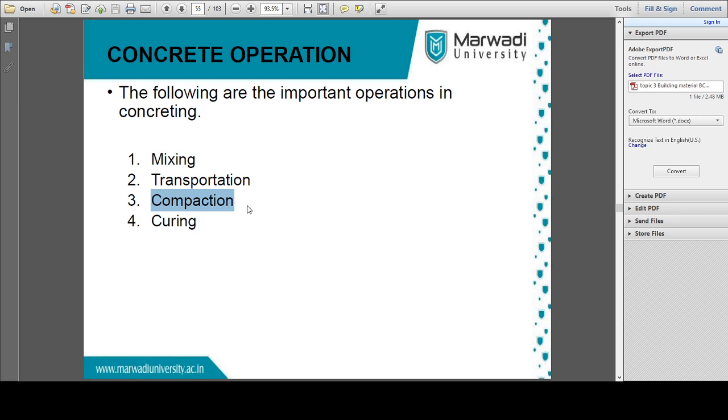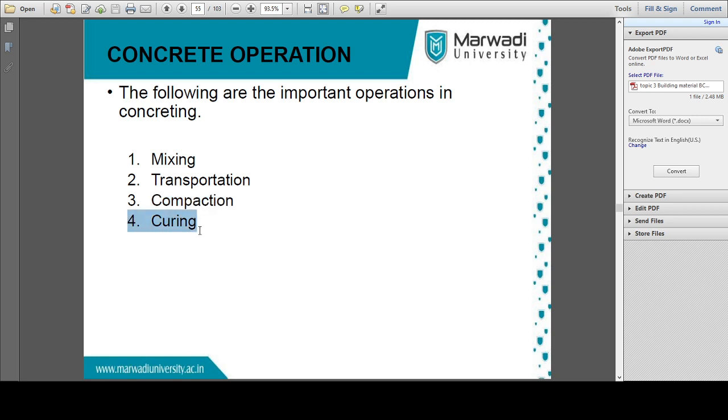Second layer again of 1 meter, and again 25 blows we will apply, and later on we will have the third layer, which is the last one. So this is the entire compaction procedure. Fourth is a curing procedure.